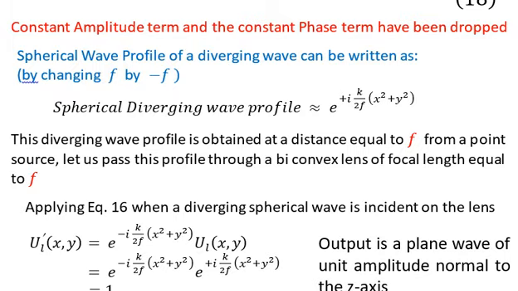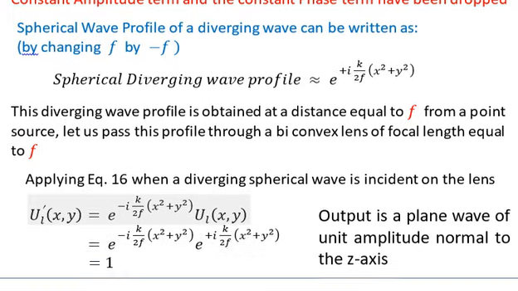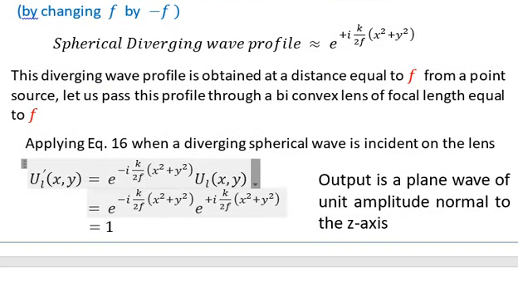What will be the output? The exponentials will cancel and we shall get only 1 over here, so the output is a plane wave. 1 means that the output is a plane wave of unit amplitude travelling normal to the z-axis. Due to being normal to the z-axis, the constant phase factor with the plane wave can be dropped and the unit amplitude only can be written, which we have done over here.